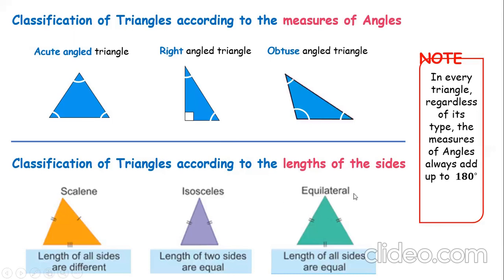In the last type, we have the equilateral triangle, in which the length of all sides are equal to each other. Here it is very important to note that in every triangle, regardless of its type, the measures of angles always add up to 180 degrees.